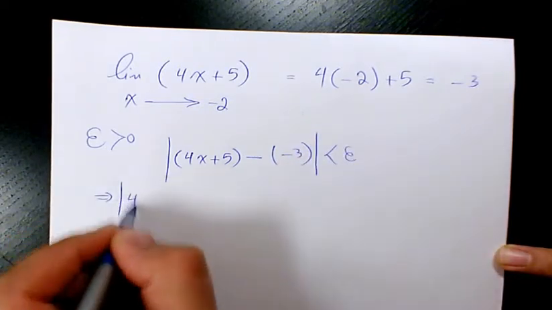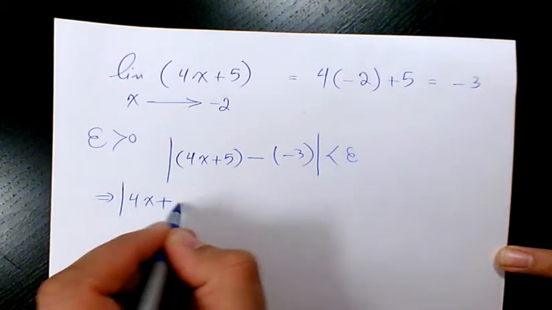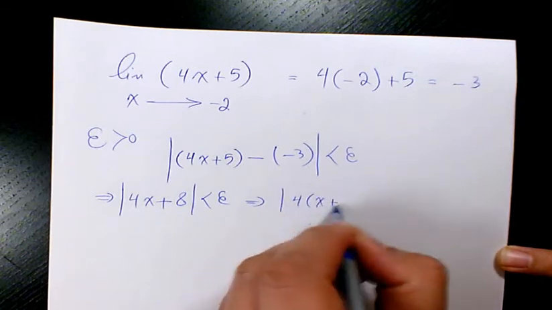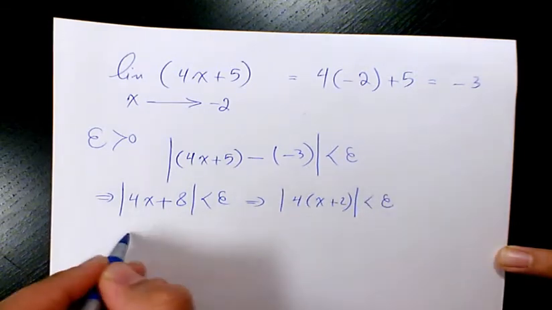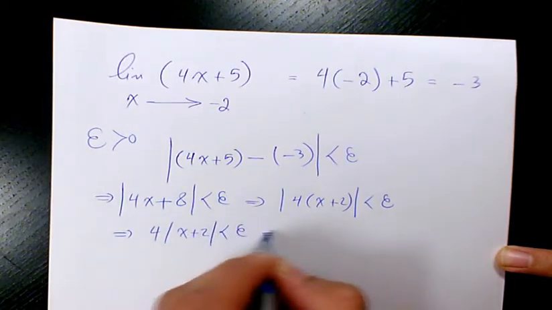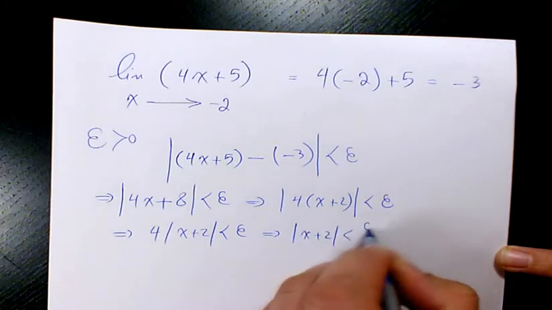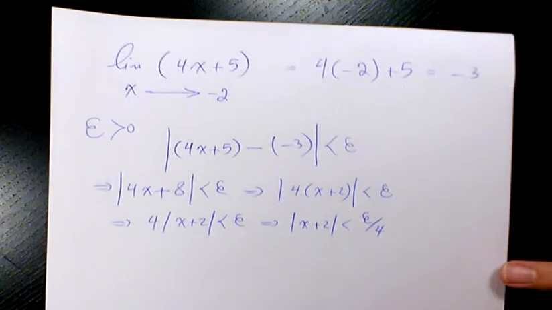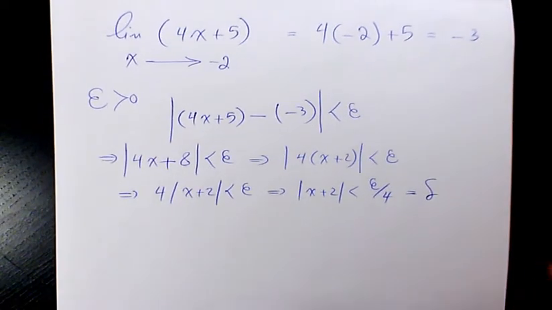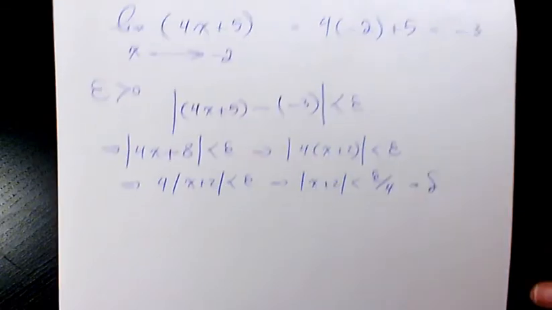So that will be 4x plus 8 less than epsilon. Then you factor 4 and take it out, which means that delta has to be equal to epsilon over 4 in order to have a limit. So when delta equals epsilon over 4, we can say that the limit exists.